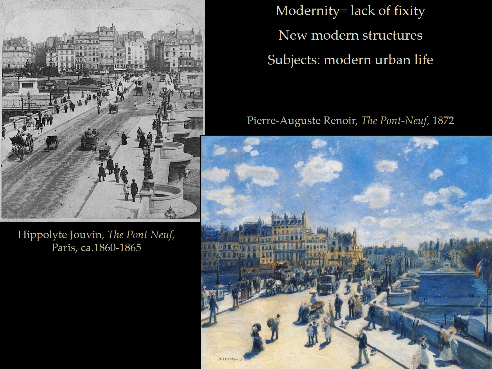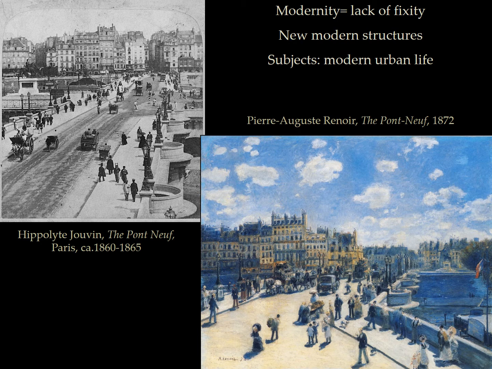So we find that modernity here with Impressionism and in these paintings, which are left unfinished and very sketchy, is meant to represent that lack of fixity and of certainty that people were feeling at the time. These new modern structures, these new bridges, these new, once again, apartment buildings. You find that modern urban life becomes the subject for Impressionists.